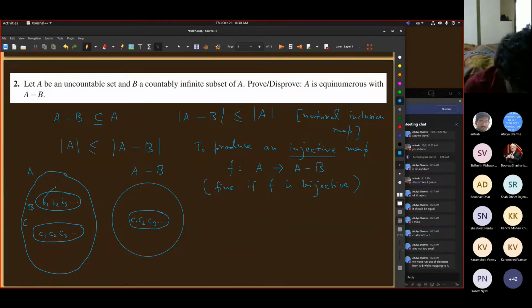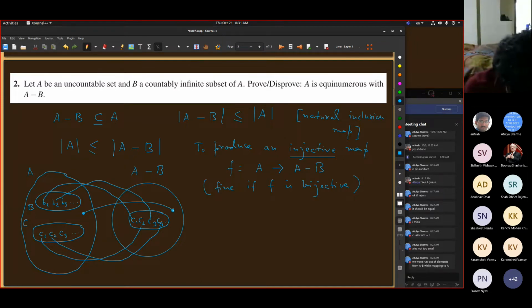So what I will do, I will map B1 to C1, C1 to C2, B2 to C3, C2 to C4, like this. And whatever else is there, it will map to itself.